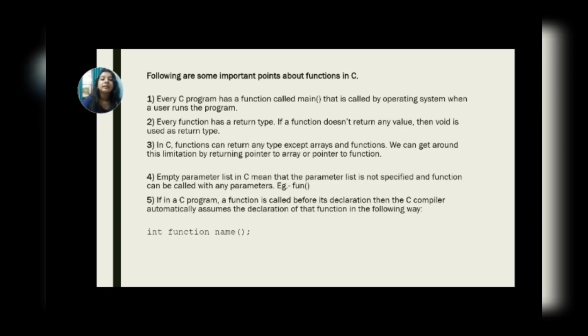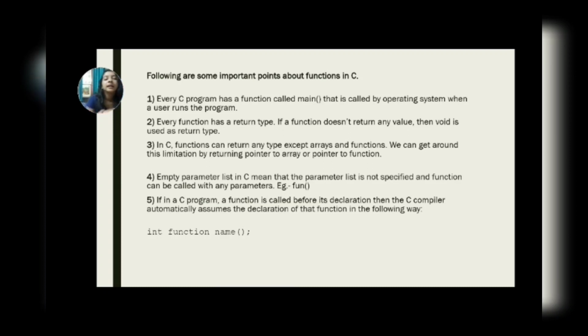The next thing is that an empty parameter list in C means that the parameter list is not specified and the function can be called without any parameters. This is an example. Suppose fun, and no parameters are there inside the brackets of the function. You can define that in that way, no issues. But in C, it is not a good idea to declare a function just like that. To declare a function that can only be called without any parameter, we should use void fun, and again inside the brackets, mention void. Use the word void. It's actually a good programming practice.